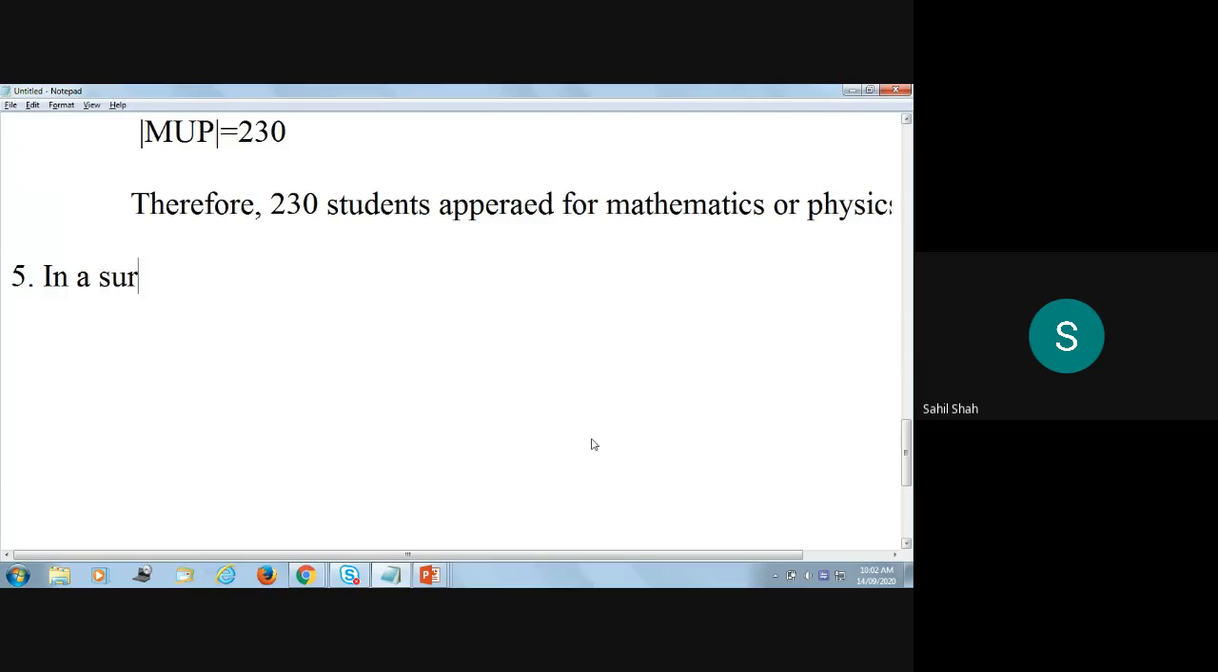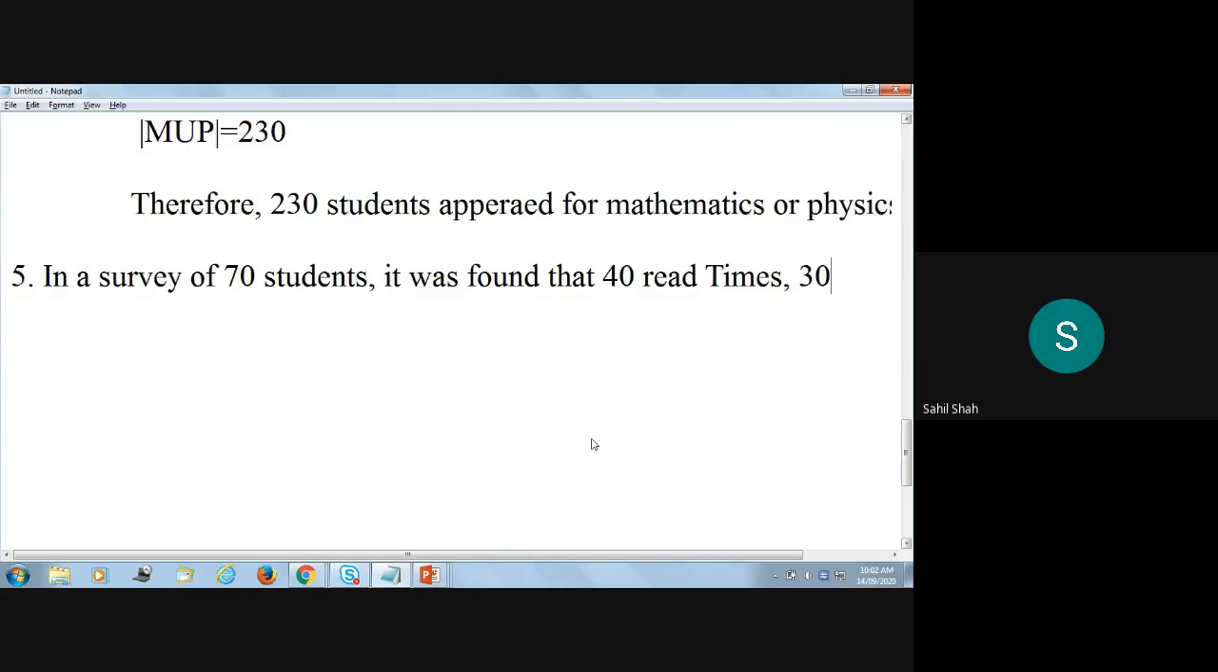In a survey of 70 students, it was found that 40 read Times, 30 read Sakal, and 20 read both. Okay, that is what I want. Fine.